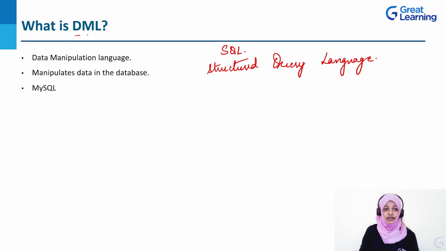Now, what is DML? DML is one of the subsets of queries, known as data manipulation language. It's obviously a subset of the SQL queries. What it does is it helps us in manipulating the data which is inside the database. This is a very specific definition of the data manipulation language. It is what sets DML apart from the rest of the type of queries that we have within SQL.